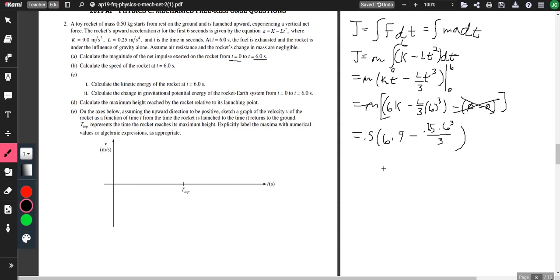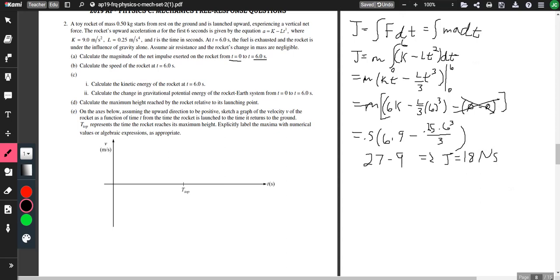6 times 9 is going to be 54, divided by 2 is going to be 27. For this one, 0.25 times 6 cubed divided by 3 is 18. I was going to say divided by 0.5, but dividing by 2 gets us 9. So 27 minus 9 is 18. So my impulse is 18 newton seconds.